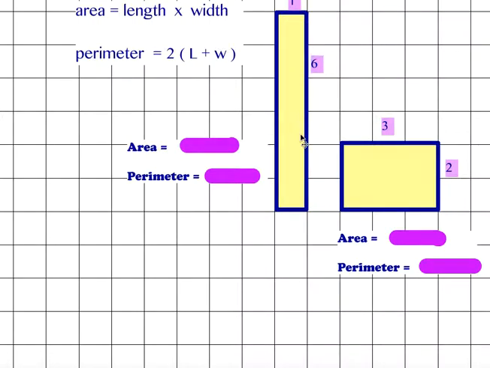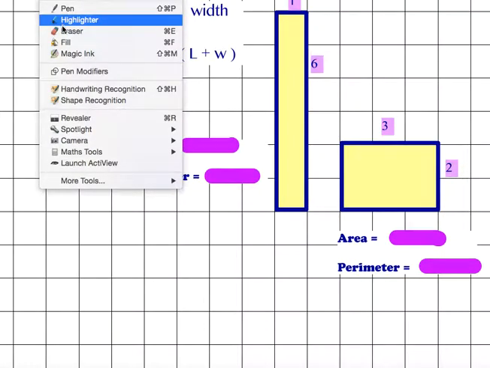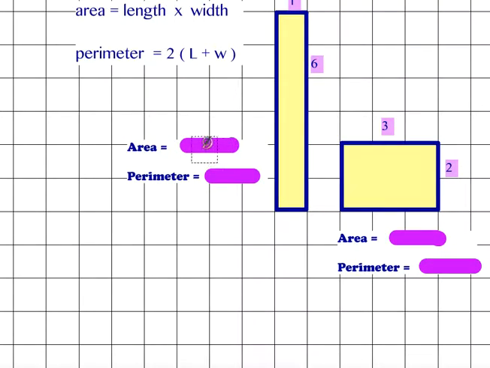1 plus 6 is 7. So 7 and 7 is 14. That would be a perimeter of 14. And this one is 3 plus 2, that's 5. 5 plus 5 is 10, so that perimeter is 10. So you can see in both cases the area is 6, but here the perimeter was 14, and here the perimeter was 10.